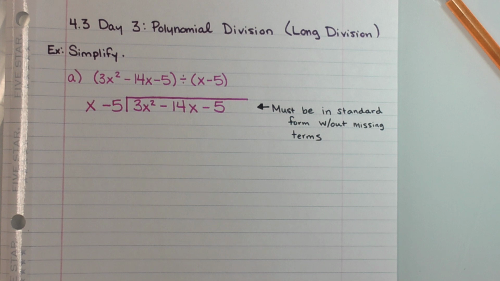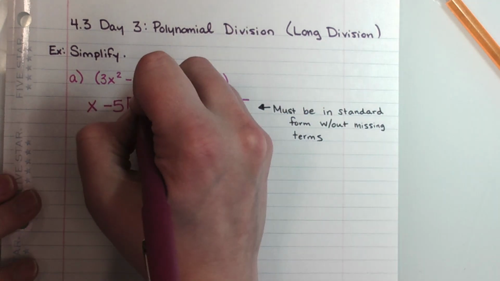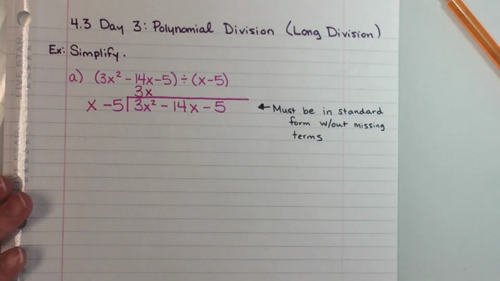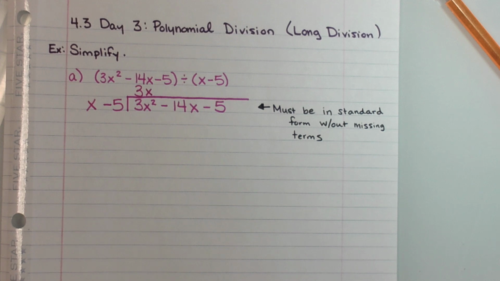When we're asking that question, I'm going to reword it. Instead of asking how many times does it fit in, I'm going to ask, what do you have to multiply by to get? What do you have to multiply by x to get 3x squared? 3x. We put that above. And just like yesterday, after you figure out what that is, in this case that monomial, you multiply it by what you're dividing by.